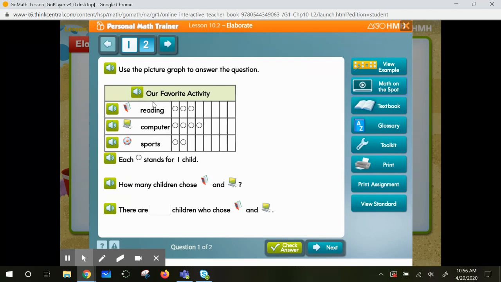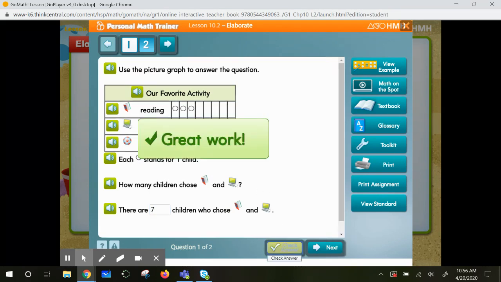Children were asked what their favorite activity was, whether it was reading, a computer, or sports. And each circle stands for a child. The question says how many children chose books or reading and computer. Well, we're going to have to count them up. Our keyword is "and" means to add. So we have 1, 2, 3, 4, 5, 6, 7 children chose computer and reading. So we would type there are 7 children.